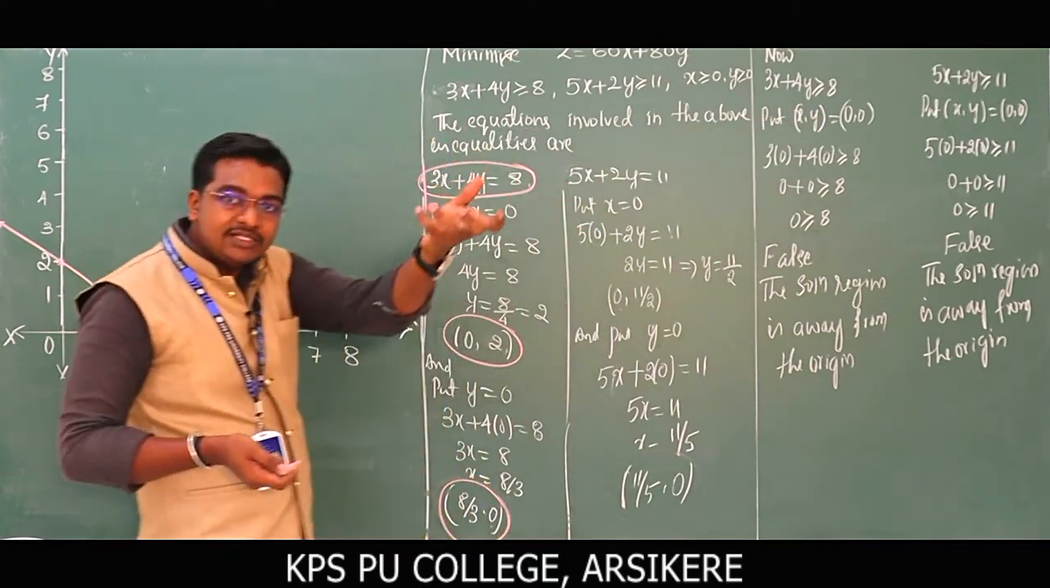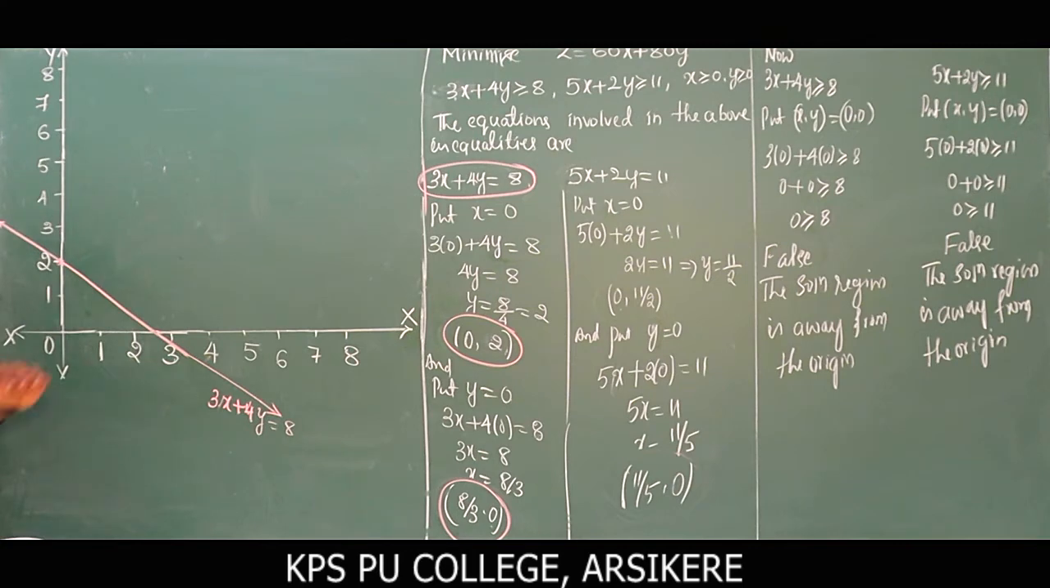When you substitute x = 0 and y = 0, we get the solution region away from the origin, right? The solution region is away from the origin, opposite to the arrow mark drawn. This is the solution region for the corresponding equation.